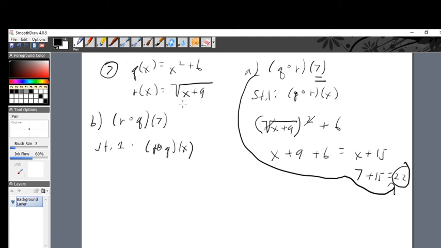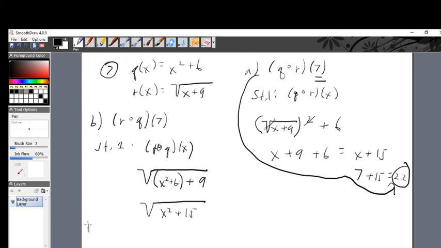All right, so what's r? It's the square root of blank, waiting for input, that's what x is, plus 9. What's the input? This is going to be the q function. What's the q function? It's going to be x squared plus 6, right? So we're going to put x squared plus 6 in there. Okay, what's our next line? It's the square root of x squared plus 15. All right, that's all I can do with a generic function.